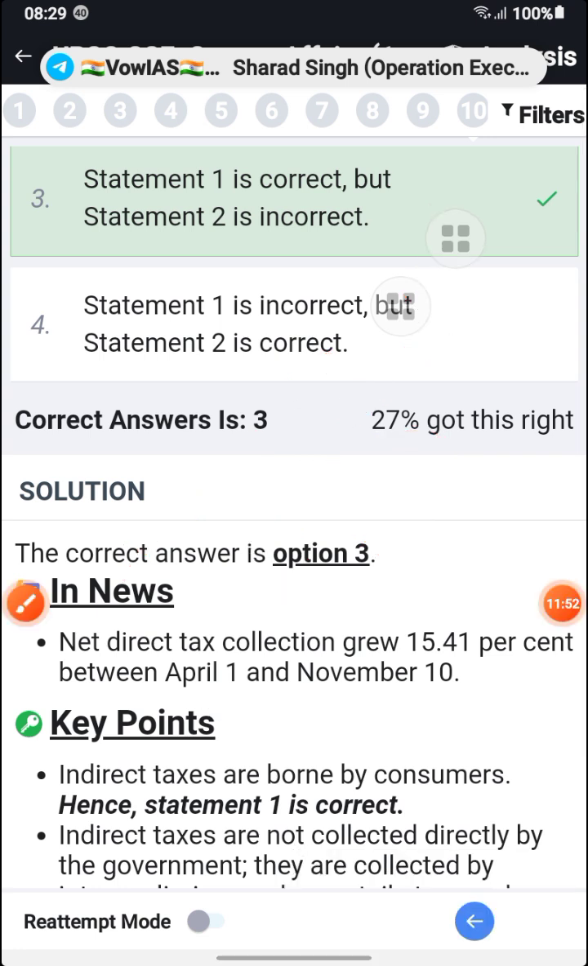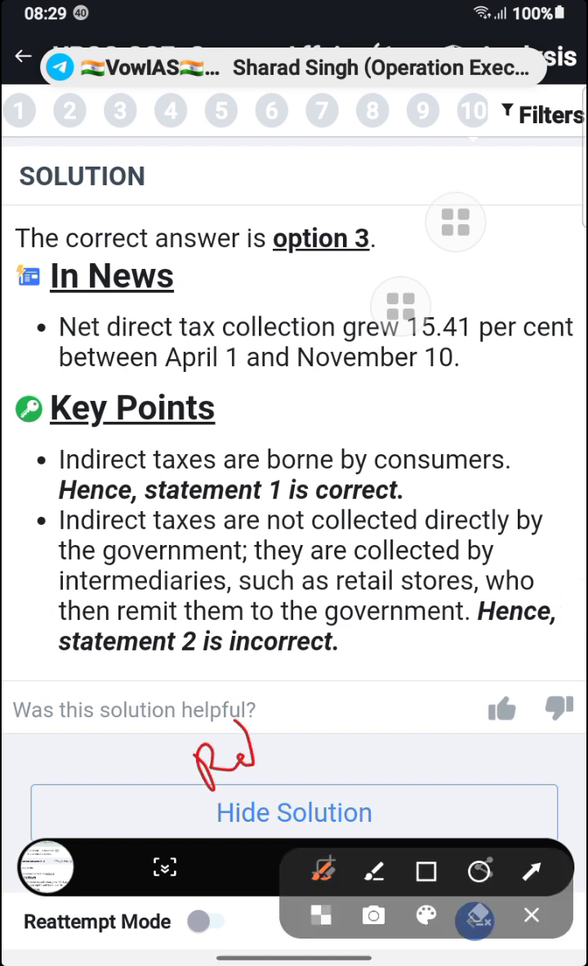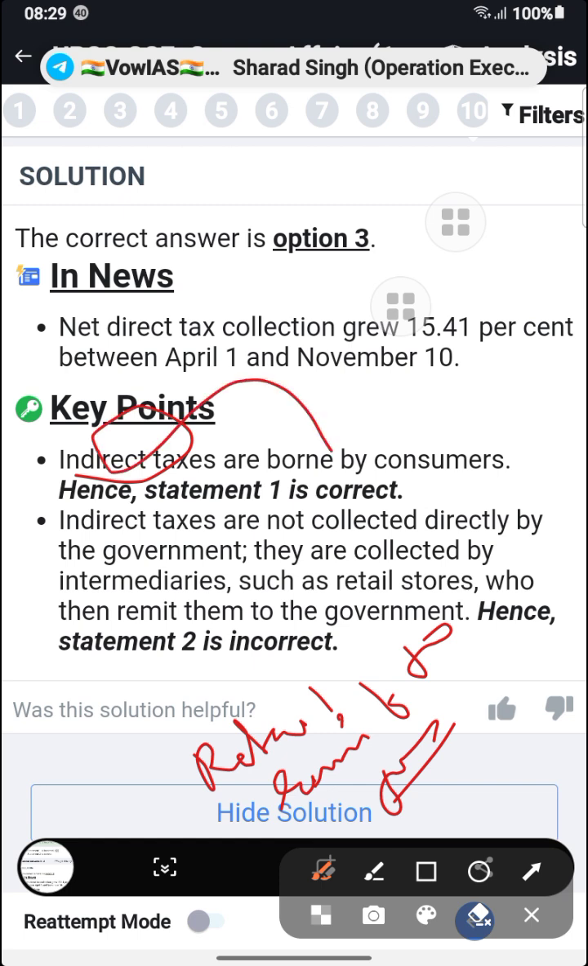And indirect taxes are not collected directly by the government. They are collected by intermediaries such as retail stores, who then remit them to the government. So the retail store will remit to the government, and the indirect taxes are borne by the consumer.